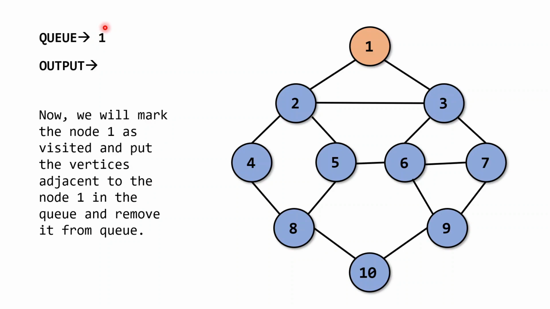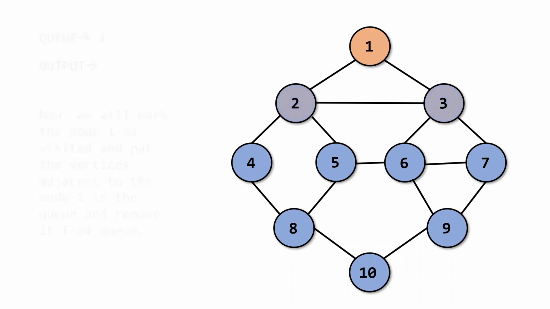So let's see what I said. I will mark these nodes 2 and 3 as visited, which I have done. Then I said I will put them into the queue, which I have done here. Now I said we have to remove this node 1 from the queue and put it in the output like this. So in the queue we have 2, 3 and our output is 1 at this point of time.